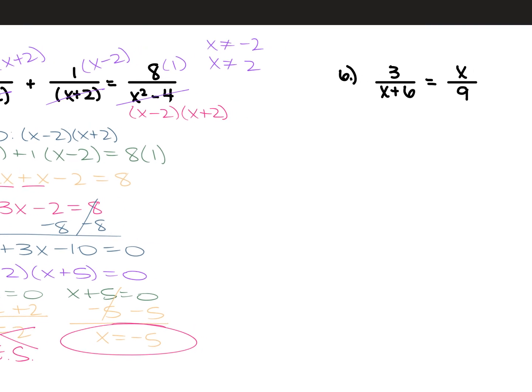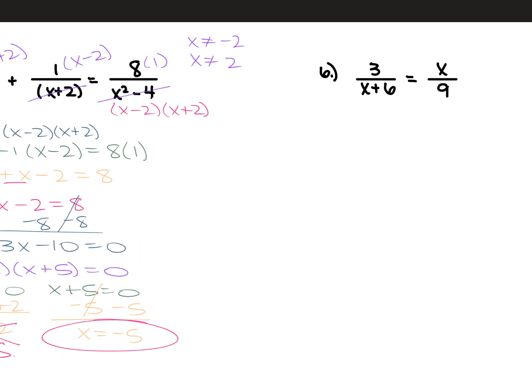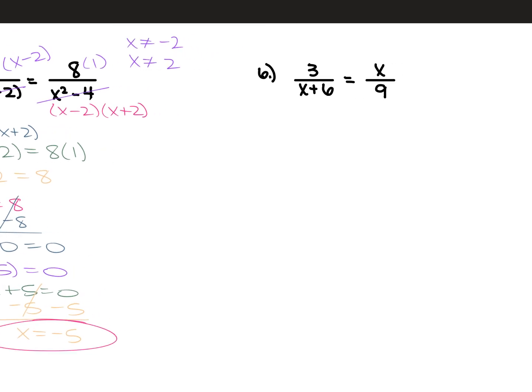For number 6, we have 3 over x plus 6 is equal to x over 9. For this one, since the x plus 6 is the only variable expression in our denominator, we can set that not equal to 0 and solve for what x can't equal. And we're going to get that x can't equal negative 6. So with this one, since it's a fraction equal to a fraction, we cross multiply. This is going to give you 3 times 9 is equal to x times x plus 6. The 3 times 9 is 27. The x times x is x squared, and the x times 6 is 6x.